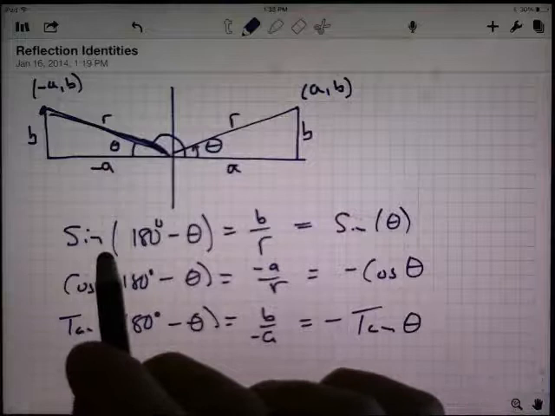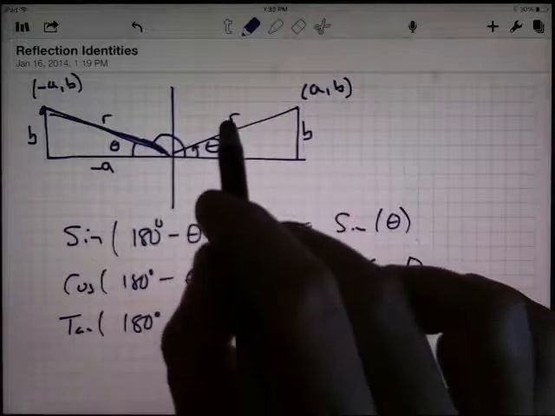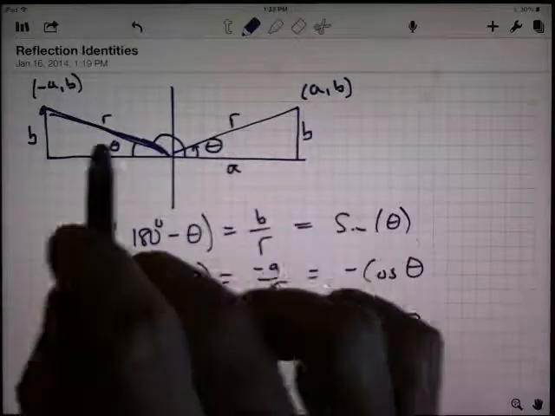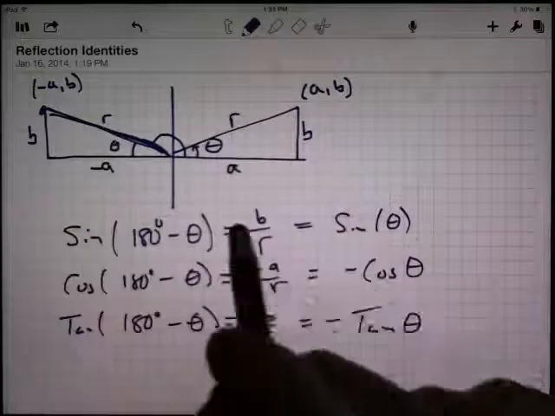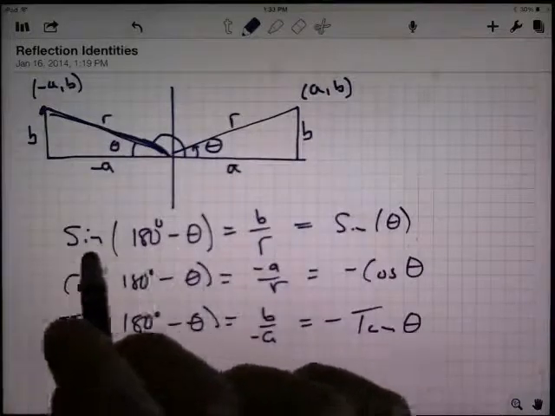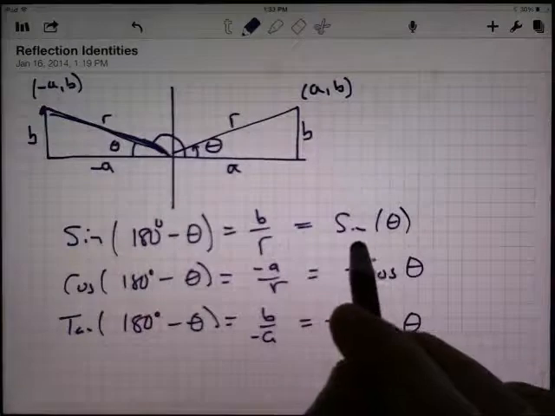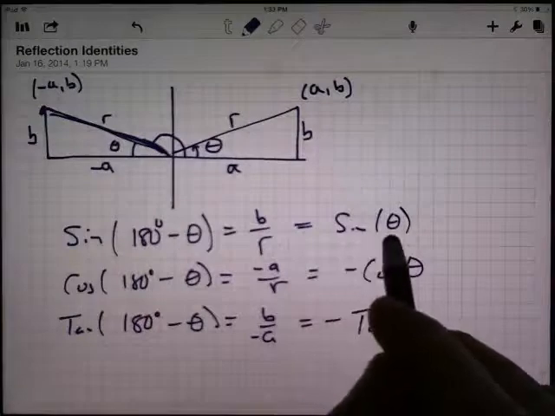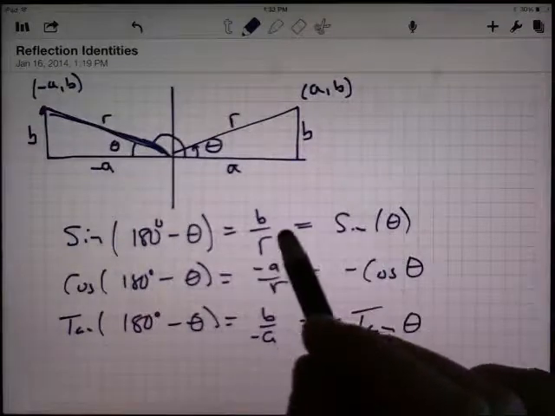Sine and cosecant will behave the same, because they use the hypotenuse and the opposite side, which didn't change. Neither r nor b changed when you reflected, and so the cosecant of the supplementary angle will equal the cosecant of the angle. Okay, just flip the r and b upside down.